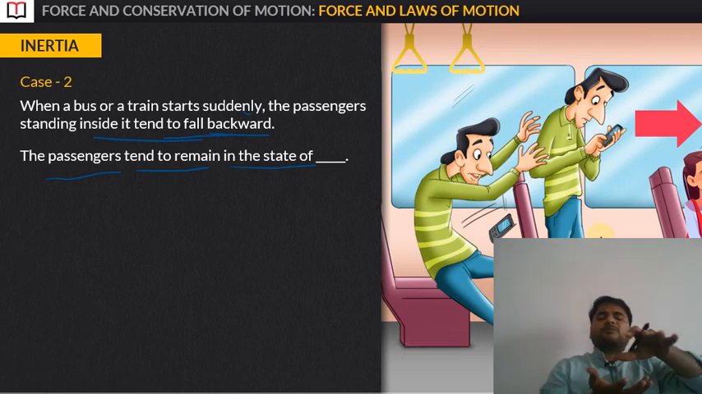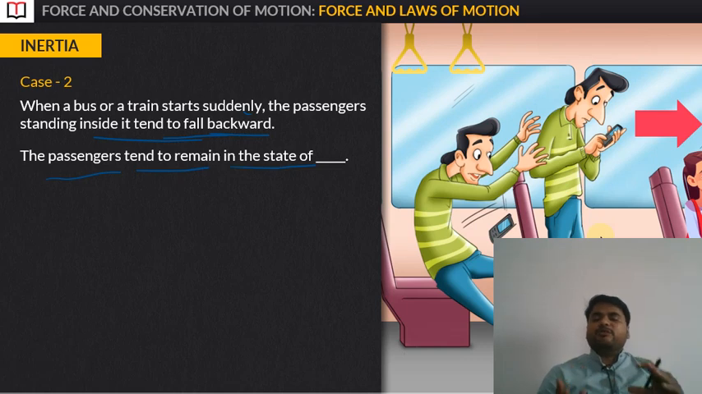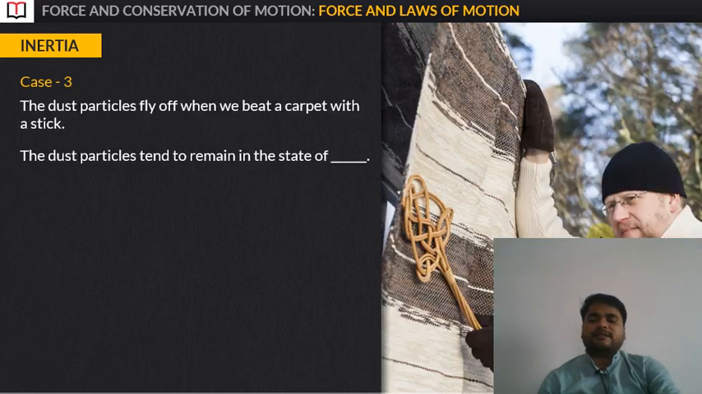The lower part of the man was in contact with the bus, due to which the lower part of the man comes in motion at the same instant with the bus, but the upper part of the body of the man was at rest. So it has a tendency to keep at rest because of the law of inertia. So that's why the man fell backward. So here the passenger tends to remain in the state of rest. That is called the inertia of rest. Now we can see case number 3.